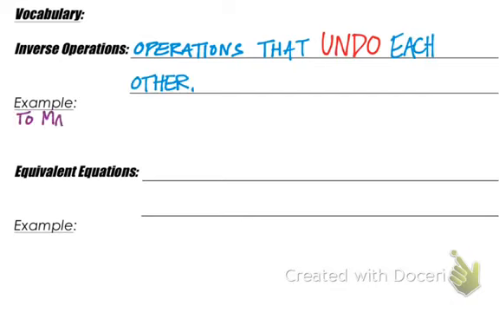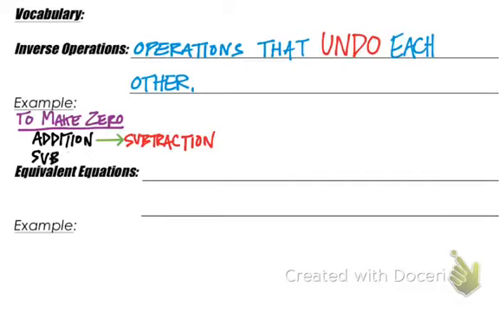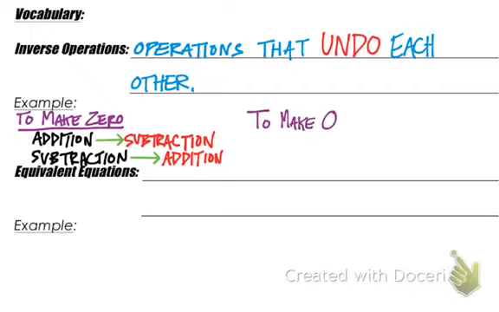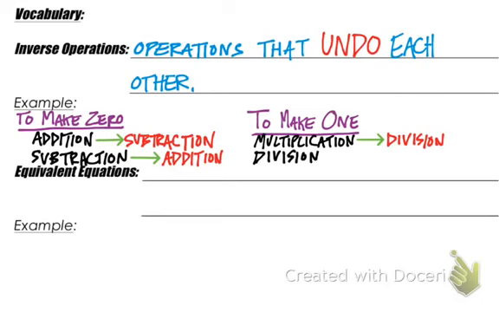So if we look at our two operations that we want to make zero, if we have addition, the inverse operation of addition would be subtraction, because we want to make that item zero. And then vice versa, subtraction would be addition. So those two operations work hand in hand to make zero. And to make one, multiplication, the inverse operation of multiplication would be division, and vice versa, division's inverse operation would be multiplication.